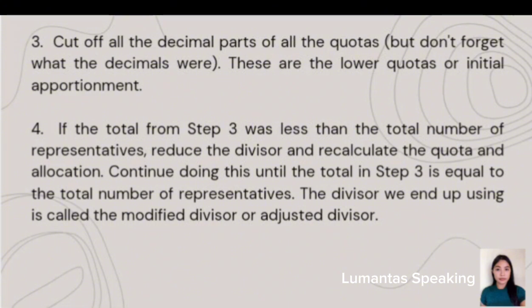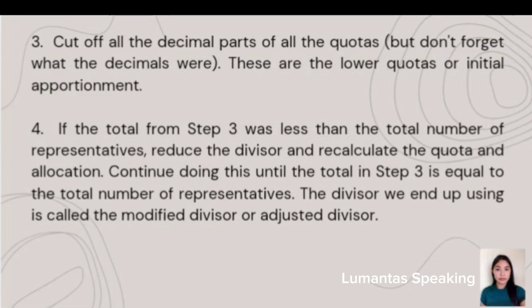The final step of Jefferson's method involves checking whether the total number of representatives assigned matches the total number of representatives that need to be apportioned. So if the total is less than required, adjustments must be made. This is accomplished by reducing the standard divisor and recalculating each state's quota.